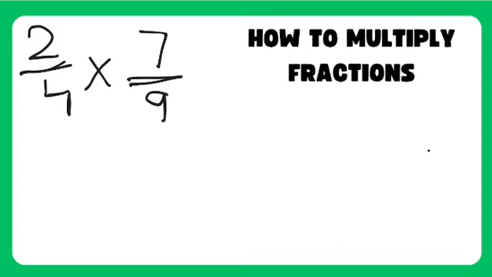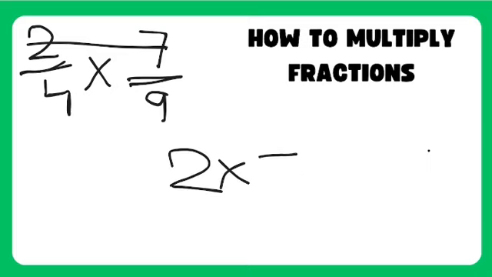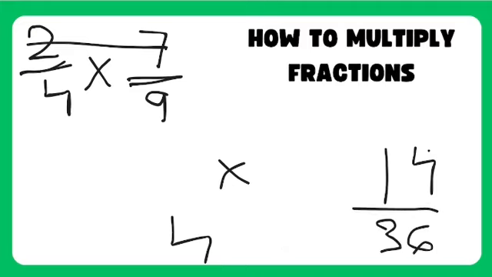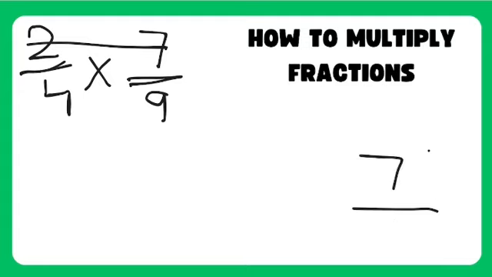When you do multiplication, unlike addition and subtraction where you have to make the denominators the same, we just multiply the numerators and then multiply the denominators. So we have 2 times 7, which is equal to 14, and then on the bottom we have 4 times 9. 4 times 9 is equal to 36. Put the line, and this is our answer. We can also reduce this: 14 and 36, we divide both of them by 2 to get 7 over 18, and this is our answer.